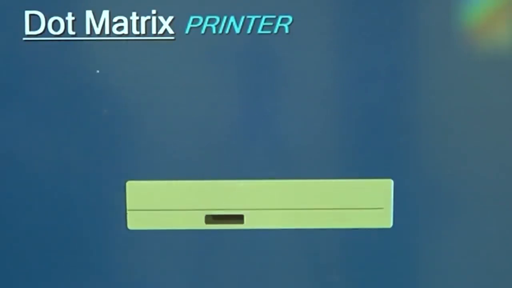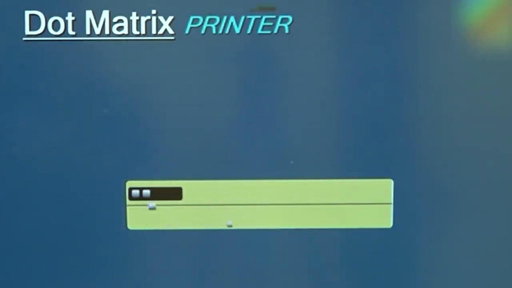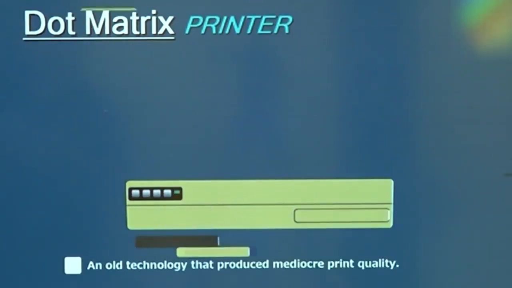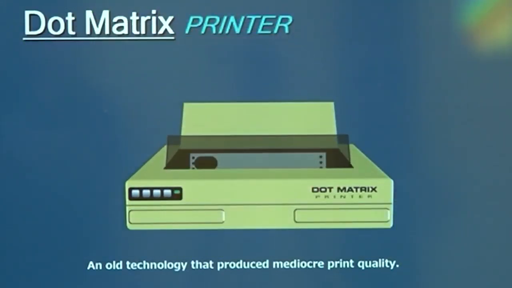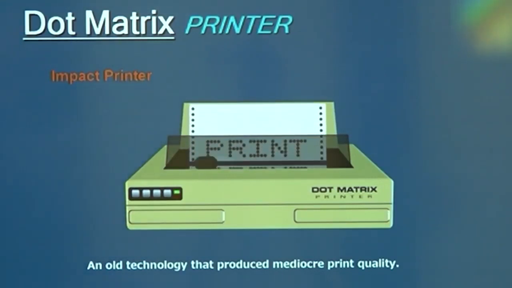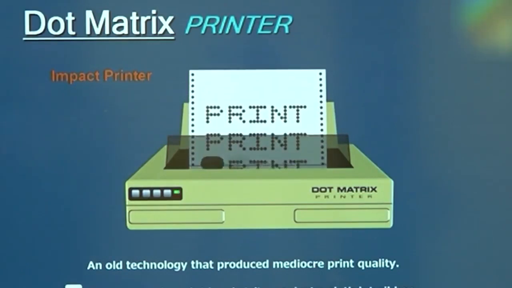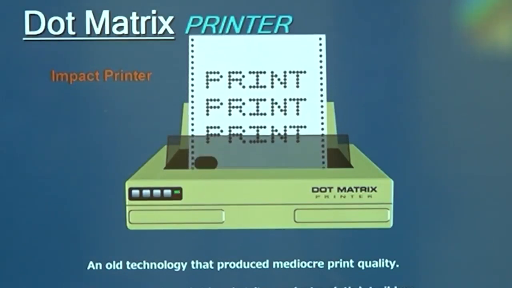Dot matrix printer. In a dot matrix printer, tiny hammers strike an inked ribbon against the paper to print the images and text in the form of tiny dots. The dot matrix printer can print only in black and white. Yes, it cannot print color images, and these printers are very slow and the output is also of very low quality. As you can see in this picture, the print comes in the form of dots.